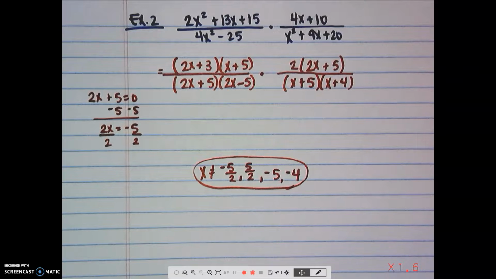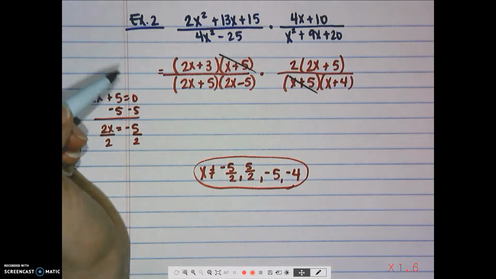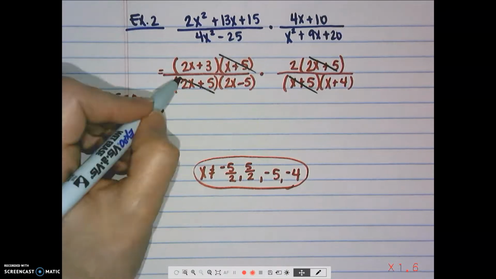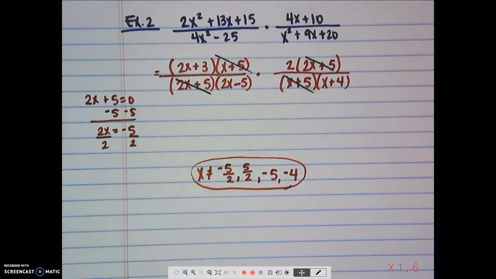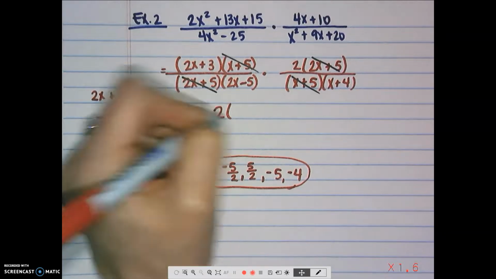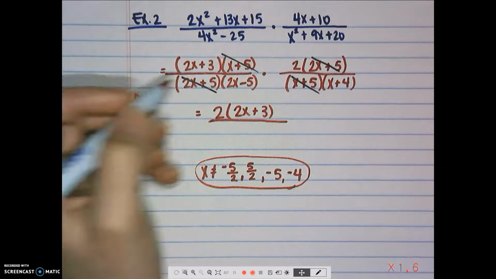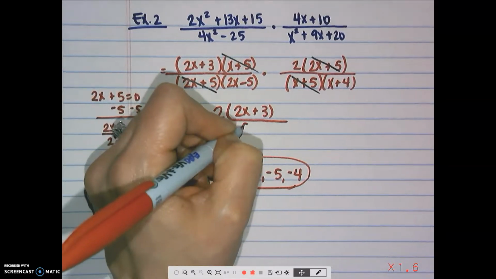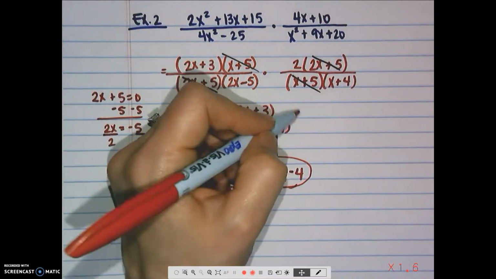Now to cancel out, we're looking for the exact same thing in the numerator and the denominator. So I see an x plus 5 in both of them. Those can cross off. I see a 2x plus 5 in the numerator and denominator. Those can cross off. That's it in terms of things that simplify. So we have our 2 out front and 2x plus 3 in the numerator. In the denominator, we still have 2x minus 5 and x plus 4. So this is your answer.